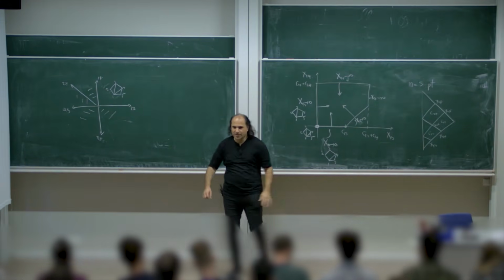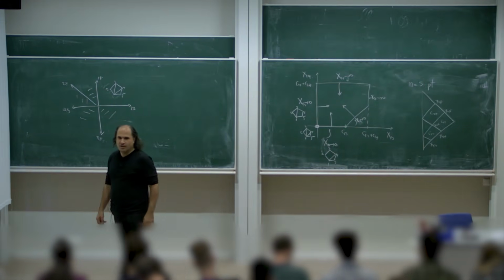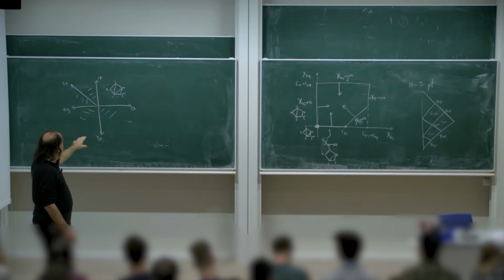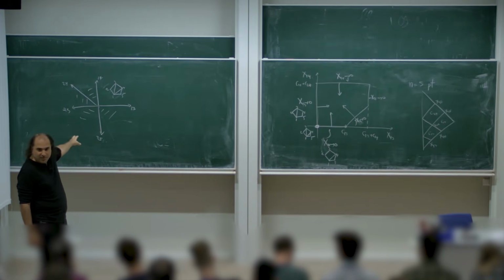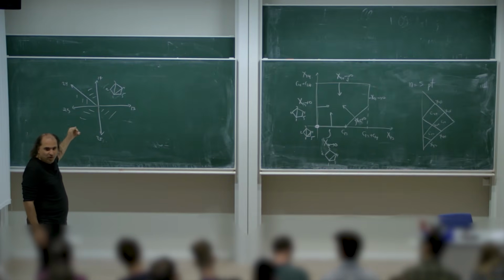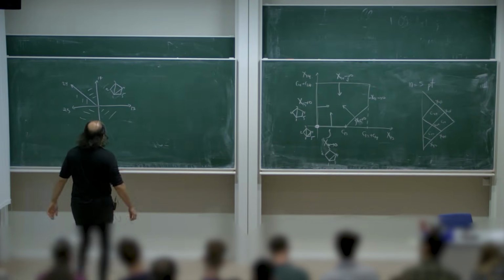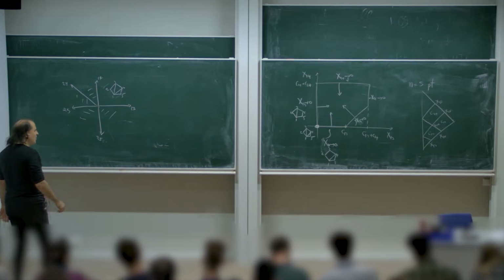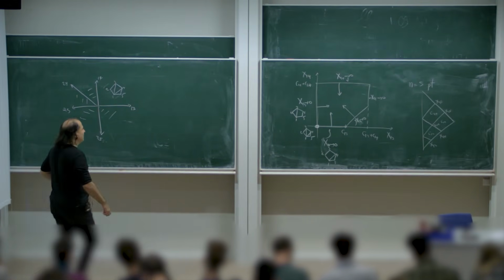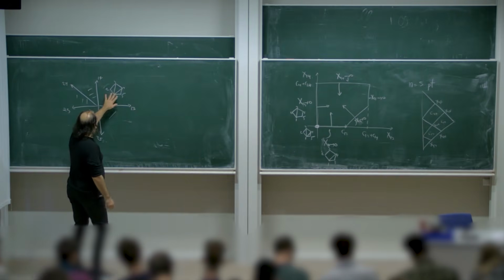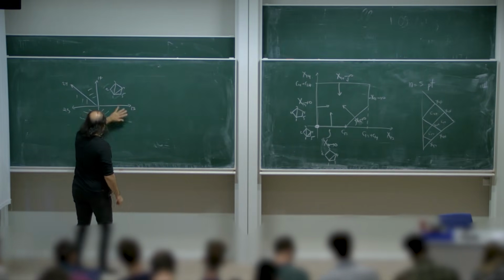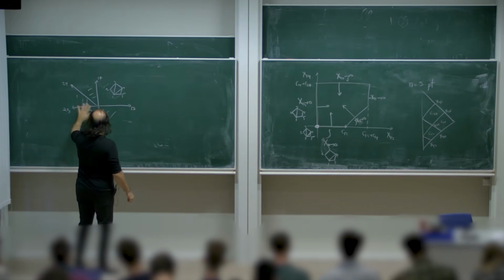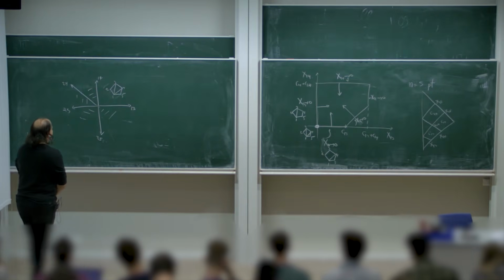So far I'm just re-saying some of the things that Carolina told you in the language of this dual fan. This is sometimes called the normal fan of the polytope. The most basic things are that the cones cover the whole space, and that each cone can be associated with one of the diagrams.